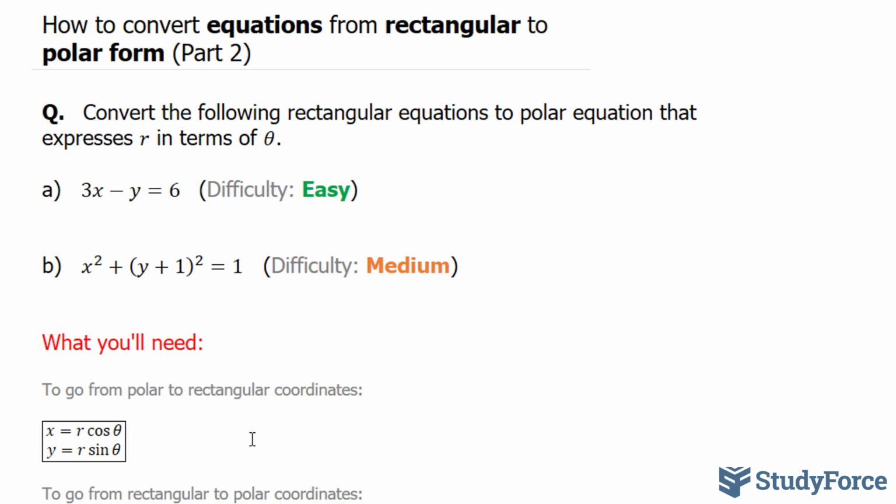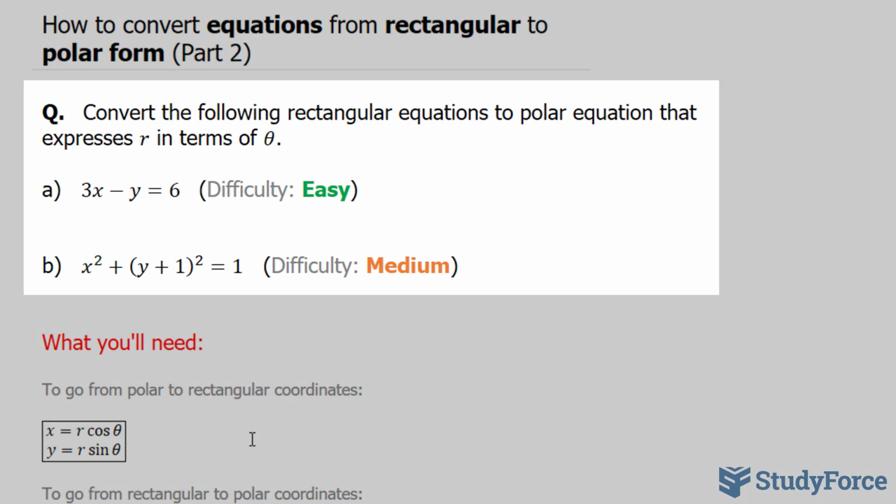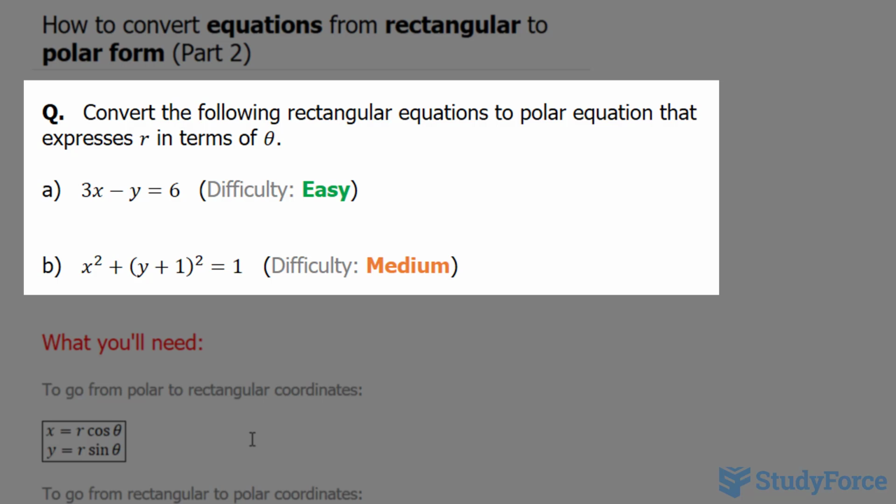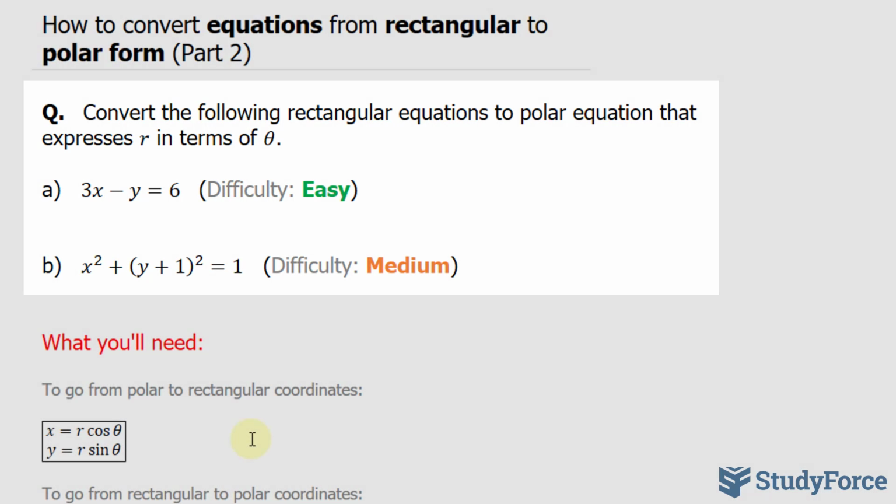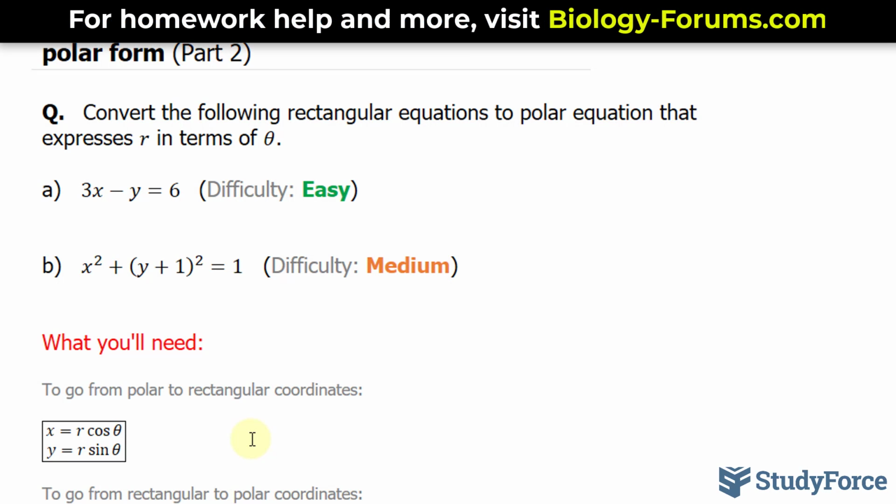In this lesson, I'll show you how to transform equations from rectangular to polar form. This is part 2. The question reads, convert the following rectangular equations to polar equations that express r in terms of theta. We'll start with the easier of the two, question A. Here we have a rectangular equation in terms of x and y. 3x minus y is equal to 6.